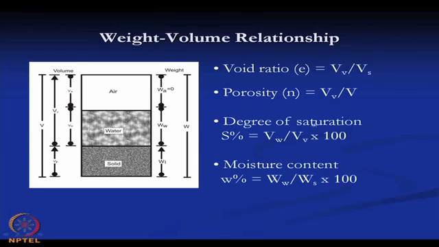Now, similarly, degree of saturation S, which is expressed in percentage, is defined as volume of water divided by volume of voids into 100, because it is expressed in percentage. Similarly, moisture content W in percentage is weight of water divided by weight of solid expressed in percentage.